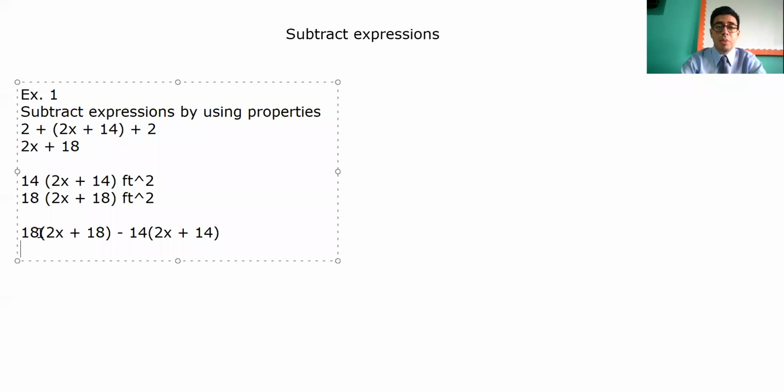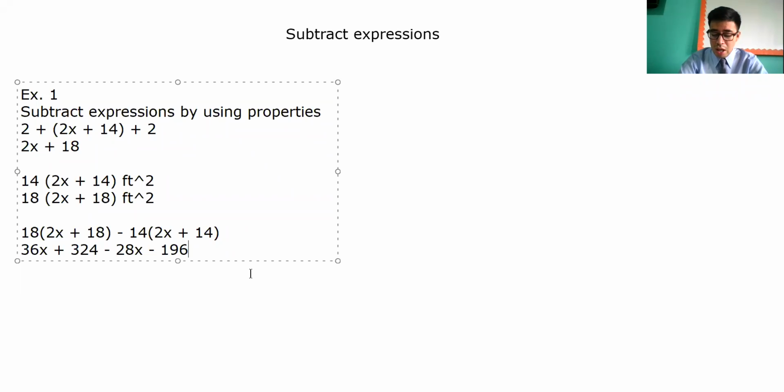Remember, the distributive property states that you need to multiply all the terms inside the parentheses by the term that is outside. So 18 times 2 is going to be 36x plus 18 times 18, that is going to be 324. You have it on the book, so I only copy this because we already solved the multiplication. So 14 times 2 is going to be 28x minus 196. That 196 is the multiplication of 14 times 14.